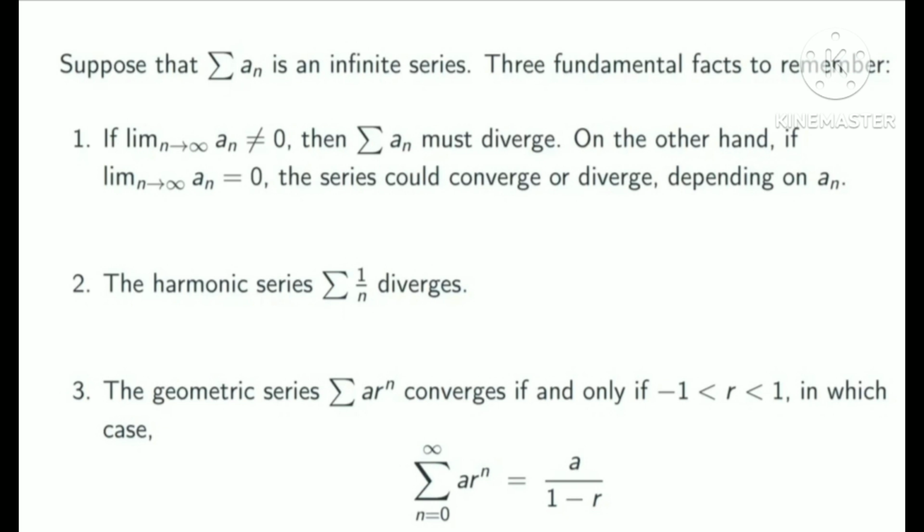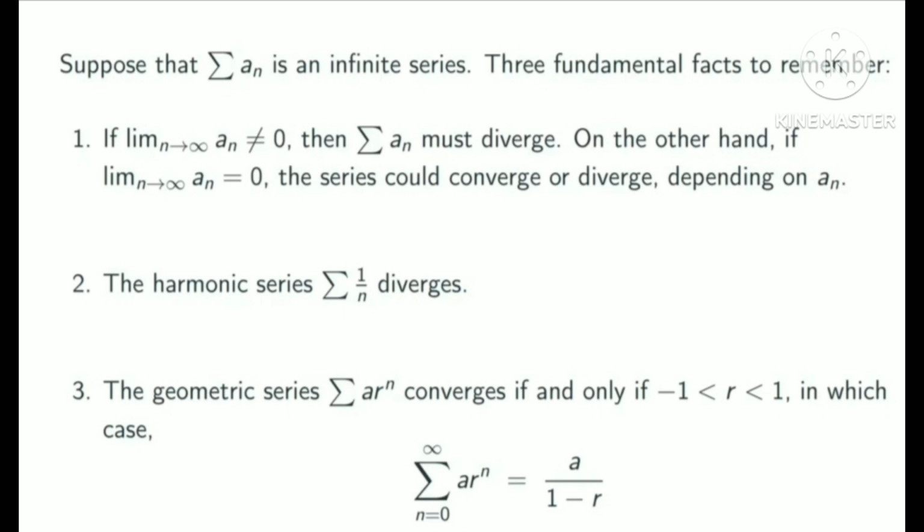The second thing to bear in mind is that the harmonic series diverges. This is an example where the generic term, 1 over n, goes to 0, but the series diverges. 1 plus 1 half plus a third and so on goes to infinity. So that is the second thing to remember.